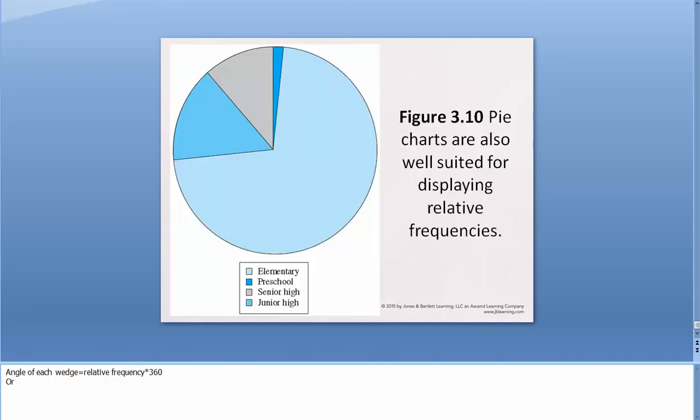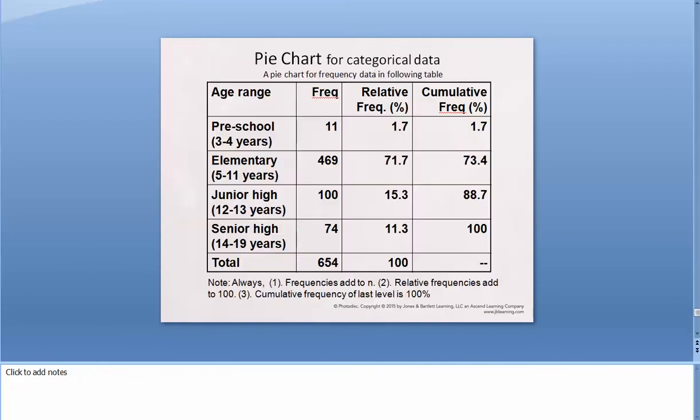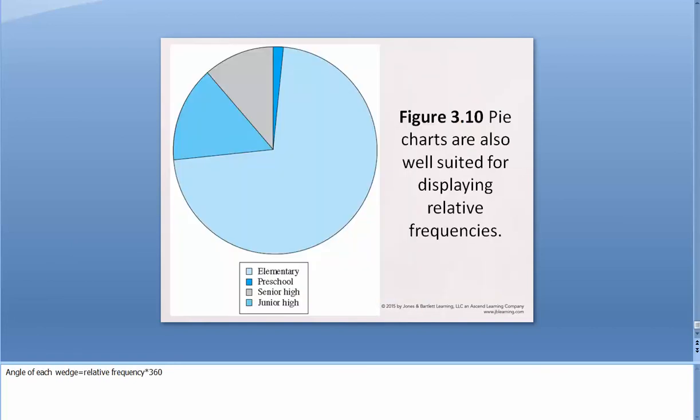The next one is a pie chart. So here's the pie chart. Each of these wedges represents a category. How do you get the exact size of the wedge? You get the angle of each wedge by multiplying the relative frequency by 360. So all you have to do is go back here, where you have the relative frequency, multiply this by 360 to get the degrees for each angle, and then you draw it.